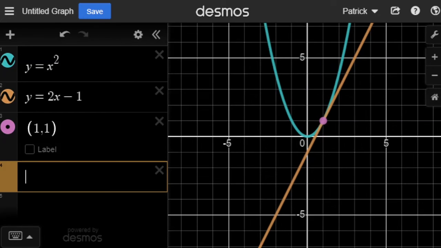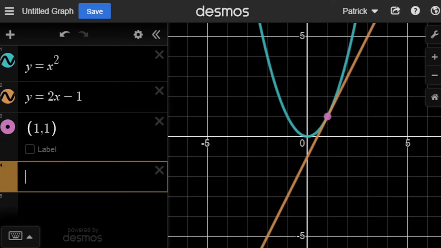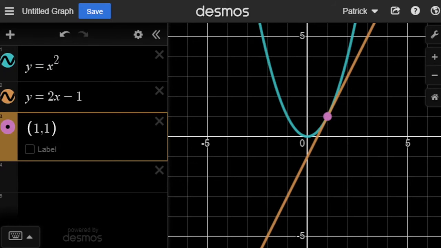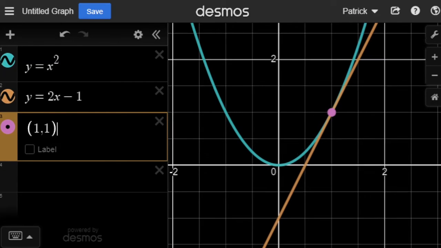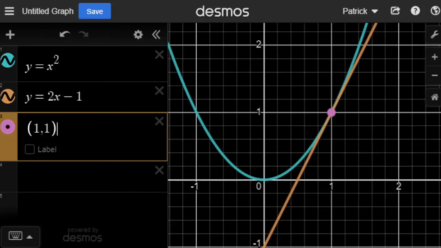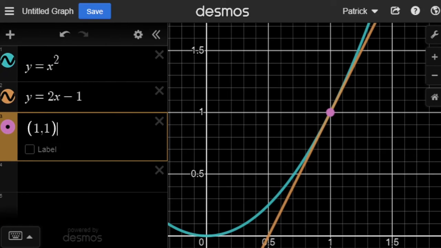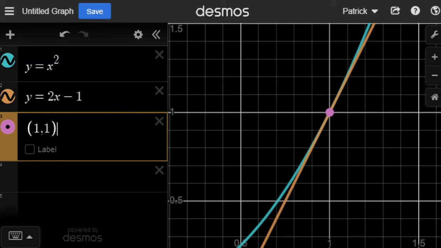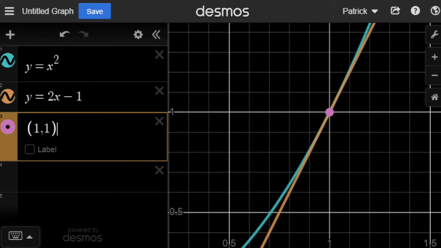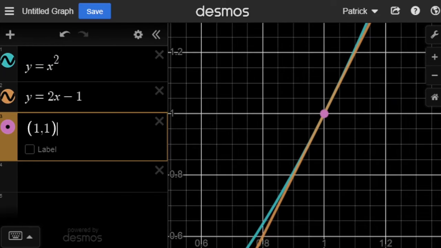I'm hovering my mouse over the point in question. Sometimes it helps to actually click on the point in question, and I'm just zooming in. And my goal is to keep zooming in until I get far enough that the curve y equals x squared and the line y equals 2x minus 1 are indistinguishable from each other. Now there's certainly a window here where that's the case, but you can see that they branch off relatively quickly. So let's zoom in a little bit further.